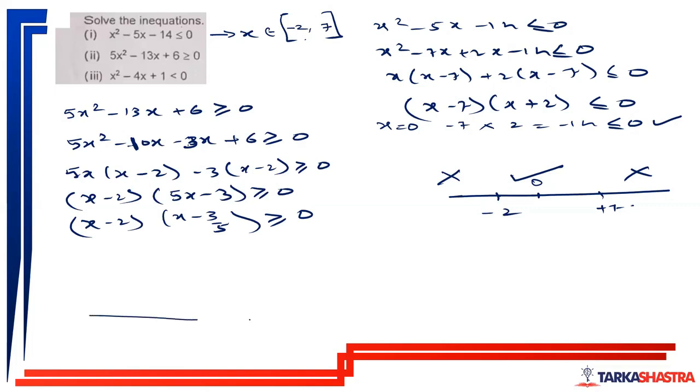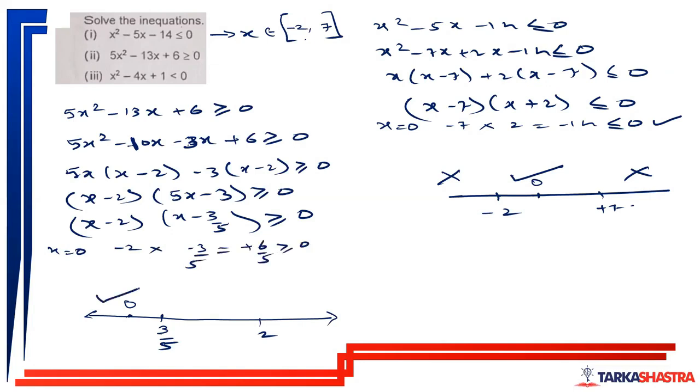Now what do we have? Just plot this. So this is 3/5 and this is 2. Try for any value. We generally try for 0 because it helps us solve the inequality easily. So if x is equal to 0, this is (−2) into (−3/5), which is positive 6/5, which is greater than or equal to 0. So this range works. If this range works, definitely this range will not work and this range will work.